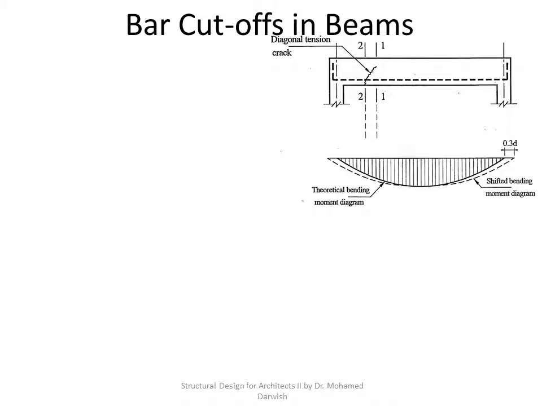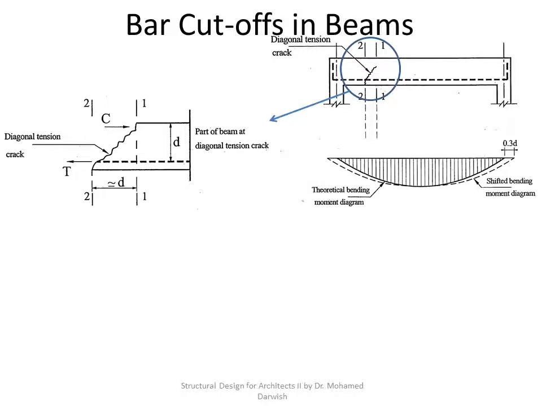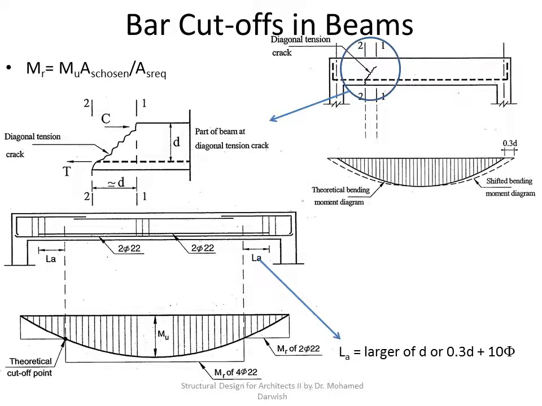So this will take us to the bar cutoff in beams, which is directly related to the development length. So where do I simply not need the bar anymore? If I look at a certain section and at the diagonal tension crack that will happen, I will understand something very important: here I am talking about the couple between compression and tension.